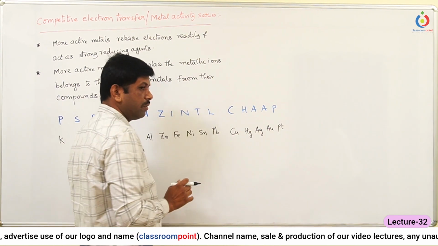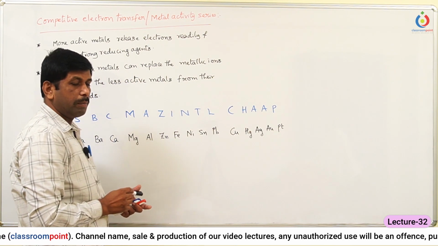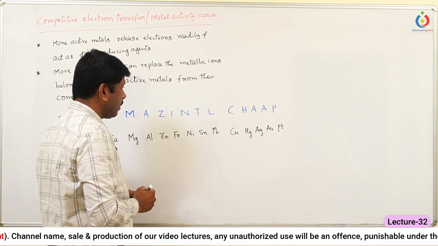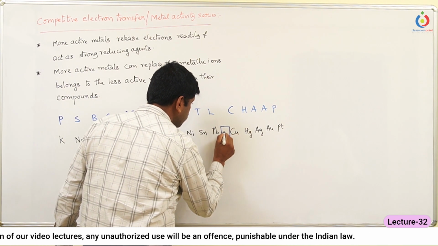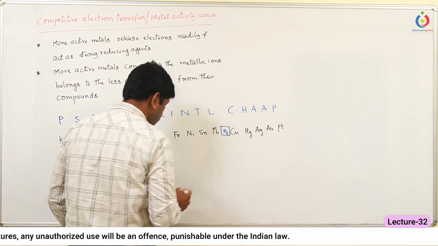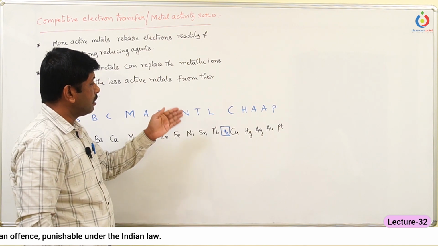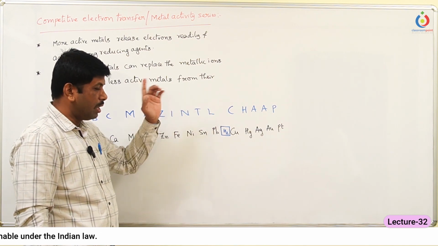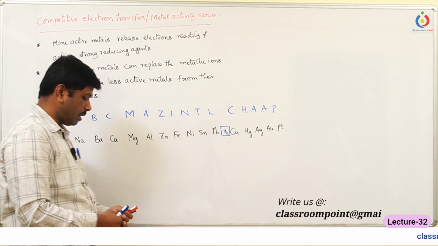The cost of the metals gradually increases: copper, silver, gold, and platinum. And in between here, there is hydrogen. Since hydrogen does not belong to the metal category, that's why it is not included in the metal series. Anyhow, in applications, we need the help of hydrogen, and we shall see those also now.